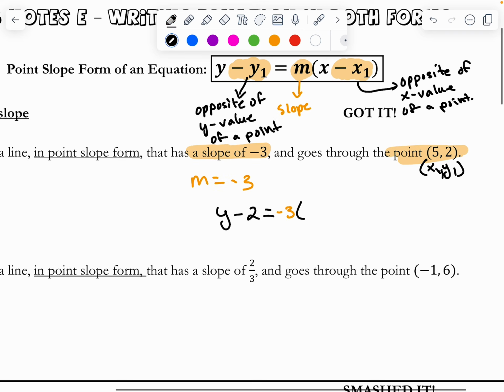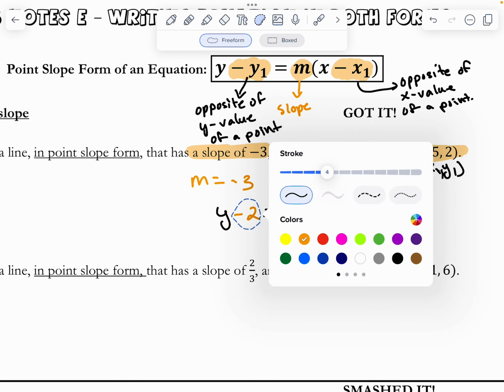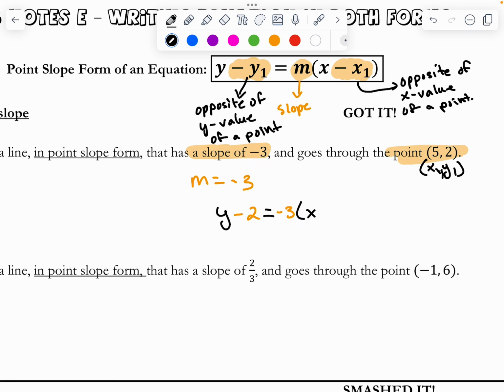And then x, you know what? Let me go ahead and change this color to be a little bit more clear. And here we should have the opposite of +5, which is -5. So that should be x -5. So this is my equation.